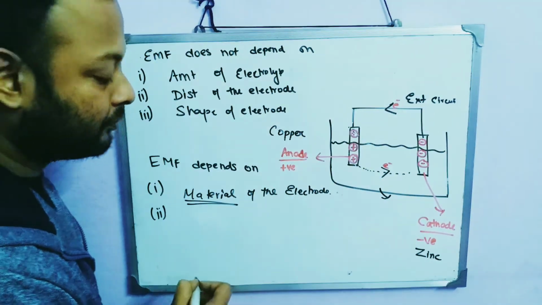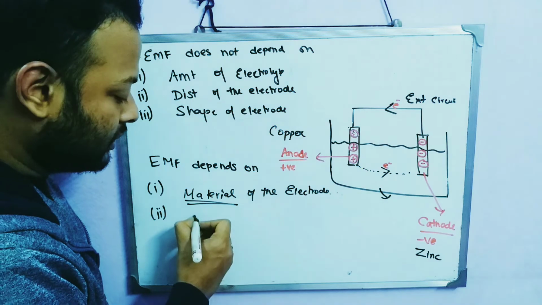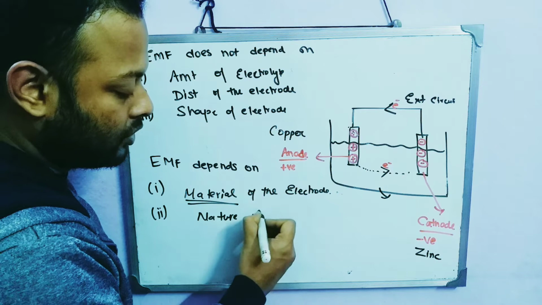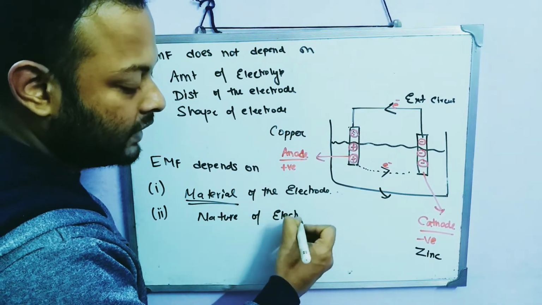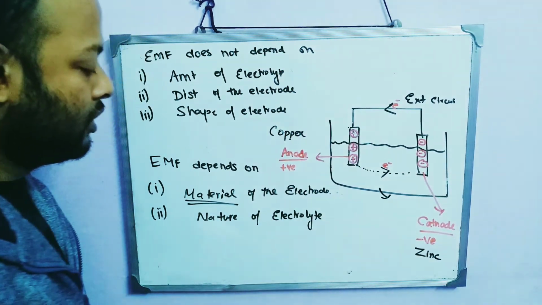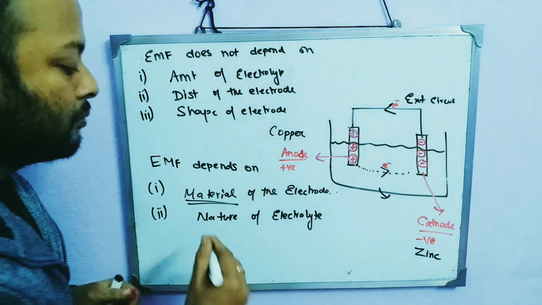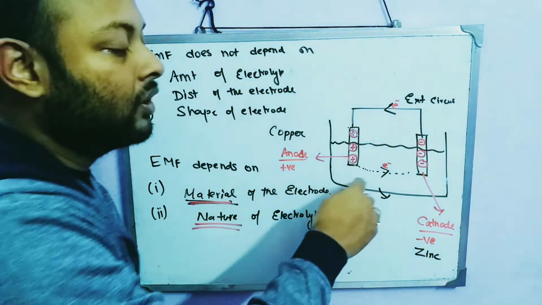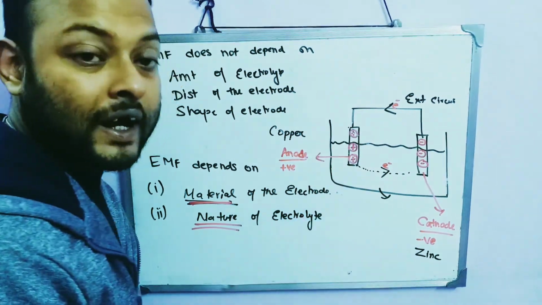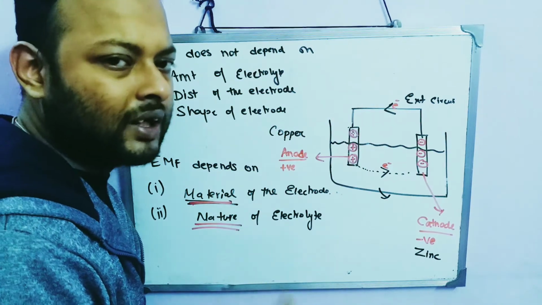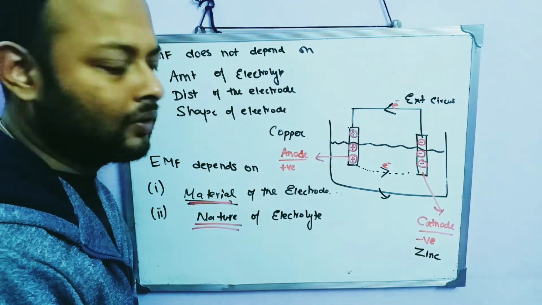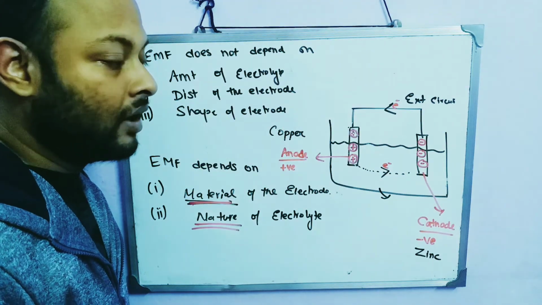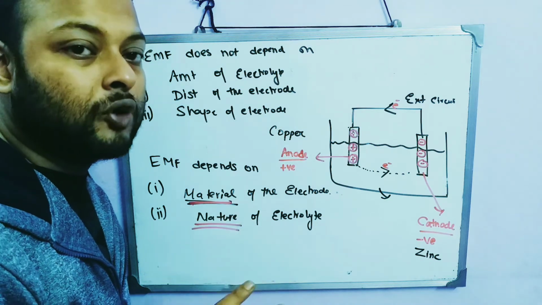And the second factor, it does depend on the nature of the electrolyte. So it depends upon these two factors, material of the electrode and nature of the electrolyte. Meaning what you have put, sulfuric acid, or hydrochloric acid, or salt and water, whatever. Normally we put some acid water, okay? So it depends on these two factors and it does not depend upon these three factors. I hope you understood the concept of EMF.